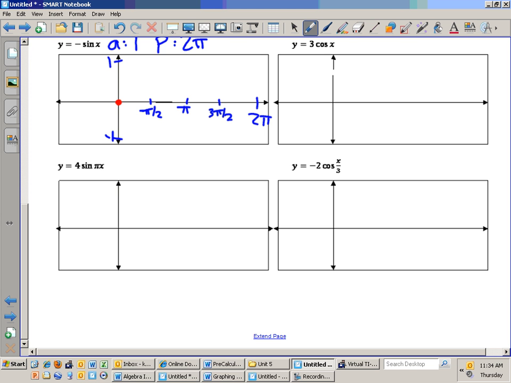Now, I've divided my quadrant up into 4 spots. And the reason why is I want to make it easy on myself as I plot. I don't want to plot square root of 2 over 2 and square root of 3 over 2. I just want to plot 0, negative 1, and 1. So if it goes down at pi over 2, instead of being up here at positive 1, it'll be down here at negative 1. Where will it be at pi? 0. Where will it be at 3 pi over 2? Positive 1. Where will it be at 2 pi?